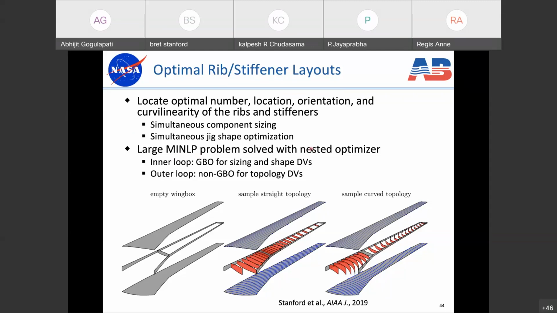And so the solution then is to use a bi-level optimization scheme, a nested optimization scheme. I'll talk more about this in a moment, but at the inner loop of that bi-level scheme, we're going to use gradient-based optimization for the sizing and shape design variables, which are relatively well-defined and we have adjoint derivatives for. And in the outer loop, we use a non-gradient-based optimizer for the topology design variables. The topology design variables are not well behaved, and we have some integers.